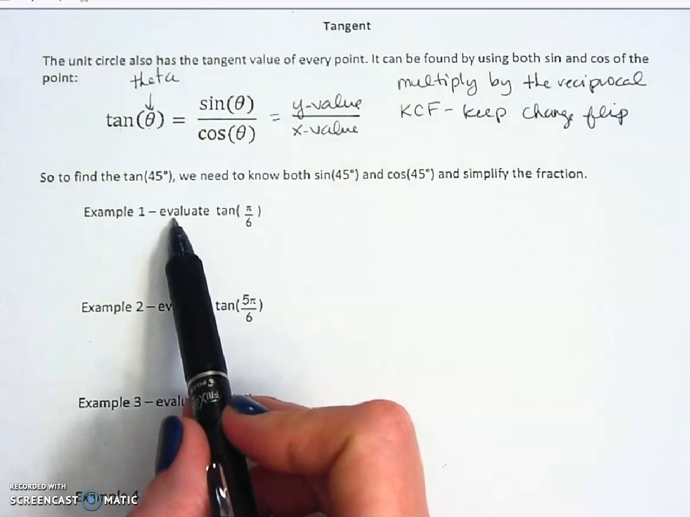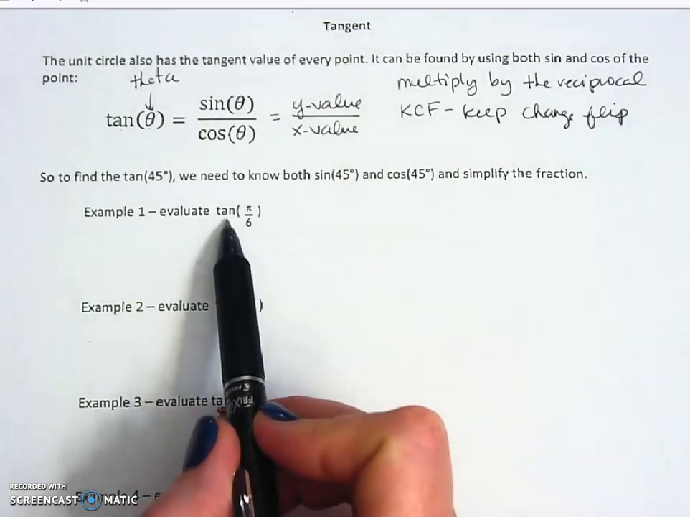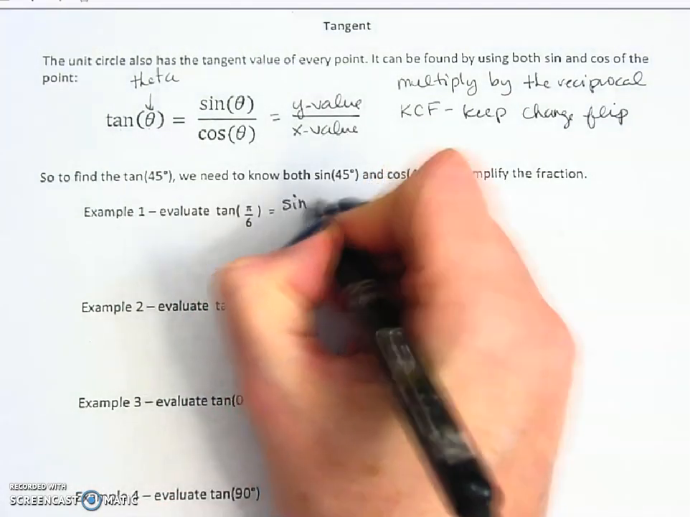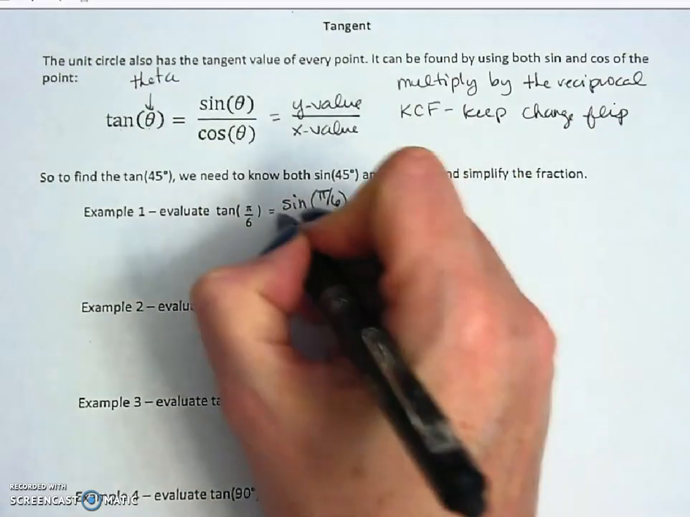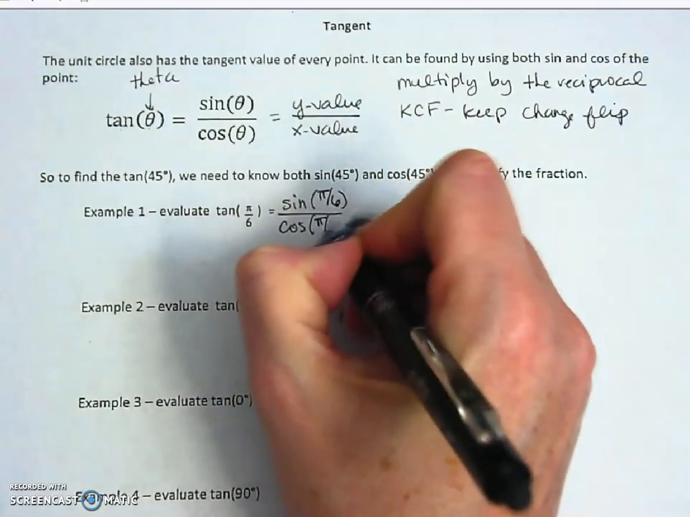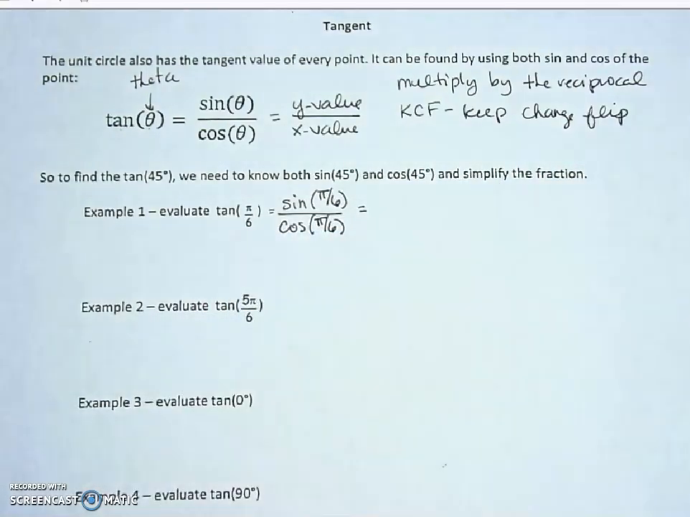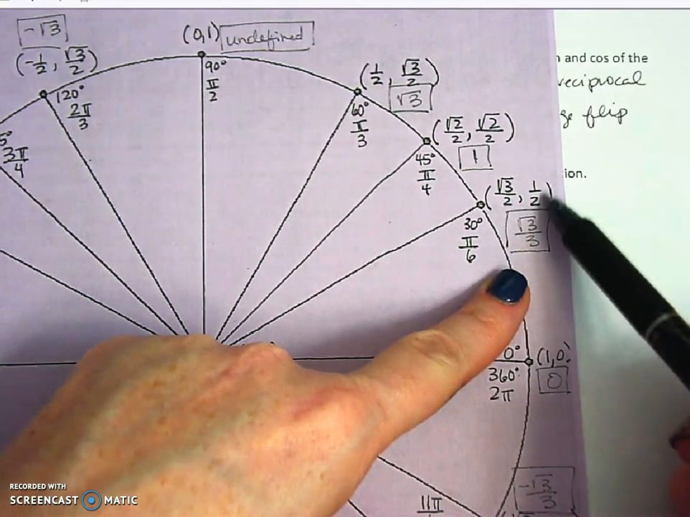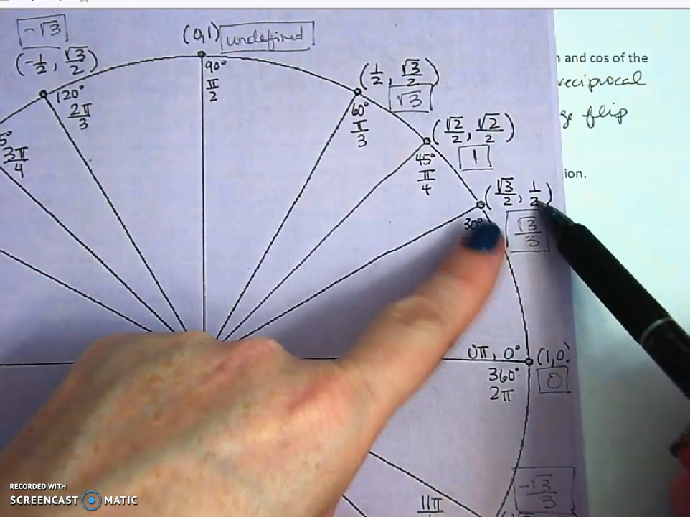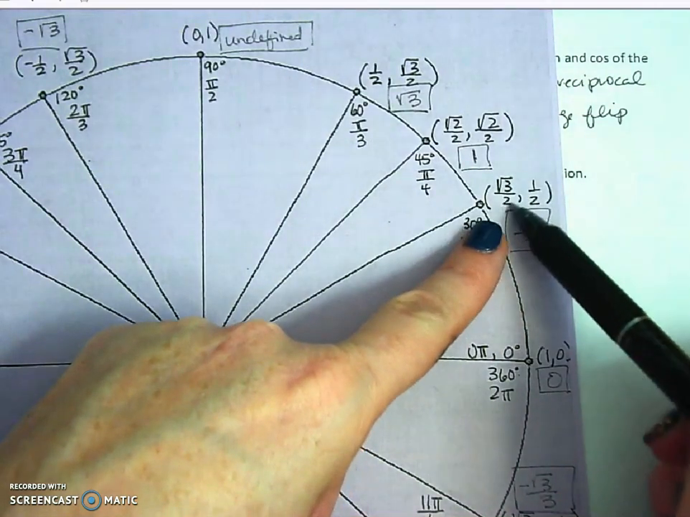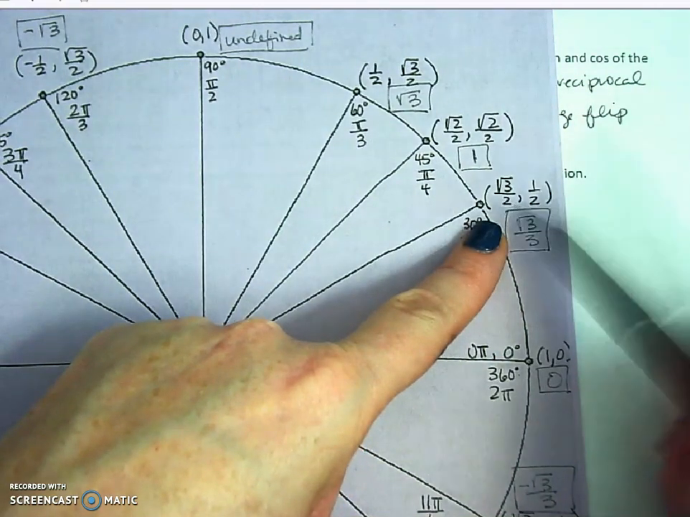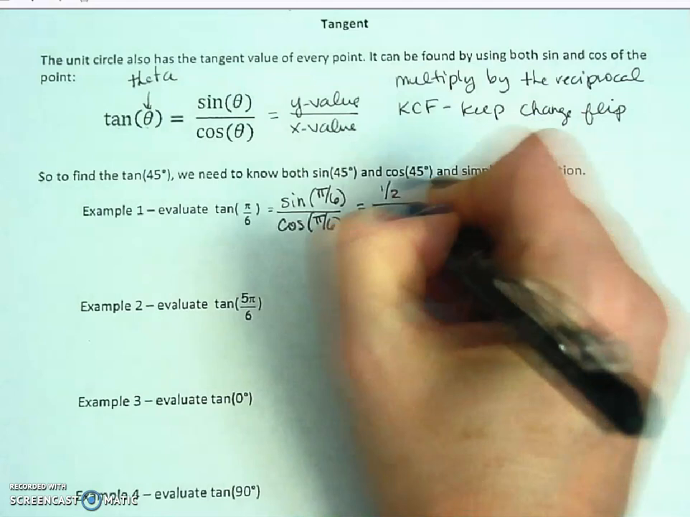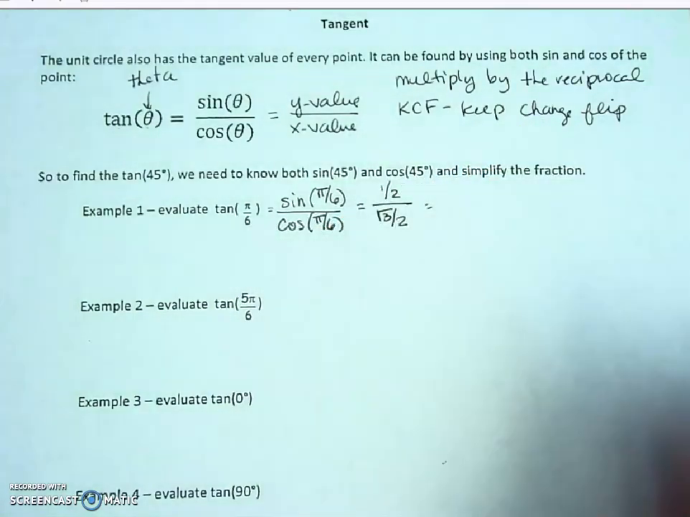So in the first problem, it says to evaluate tan of pi over 6. So this is going to be sine of pi over 6 over cosine of pi over 6. So we find pi over 6 on our unit circle. The sine value is going to be the y coordinate, which is 1/2, and the cosine value is going to be the x coordinate, which is rad 3 over 2. So filling those in, I have 1/2 over rad 3 over 2.